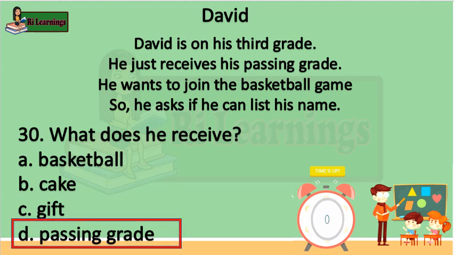The correct answer is D. Passing grade. Explanation: the poem states, he just receives his passing grade. This indicates that David received a passing grade.